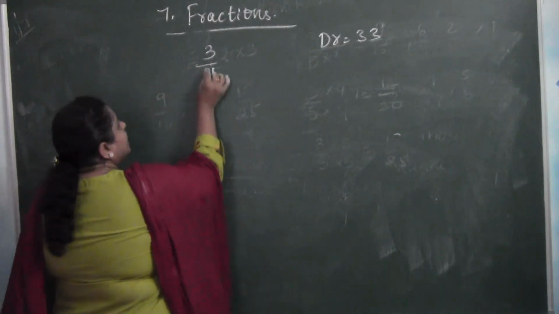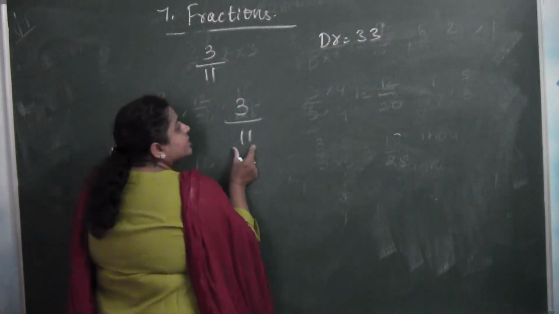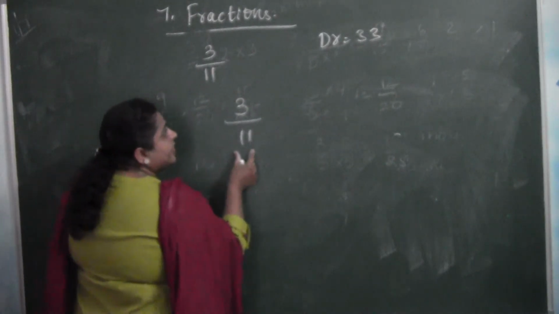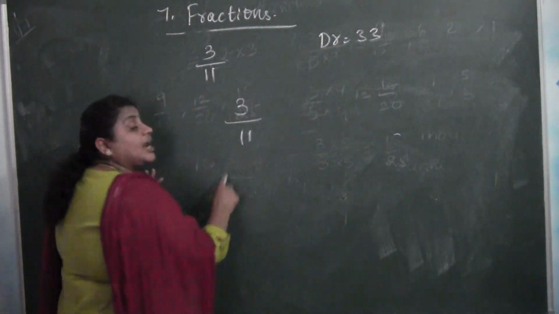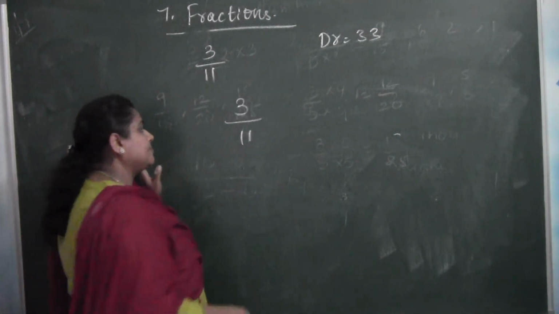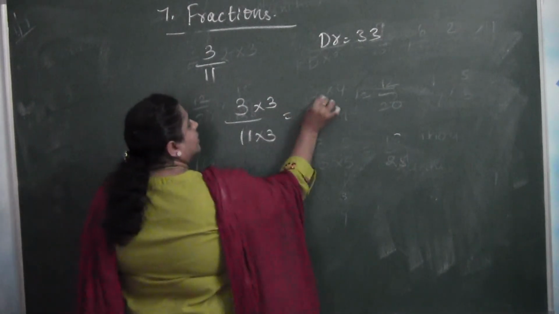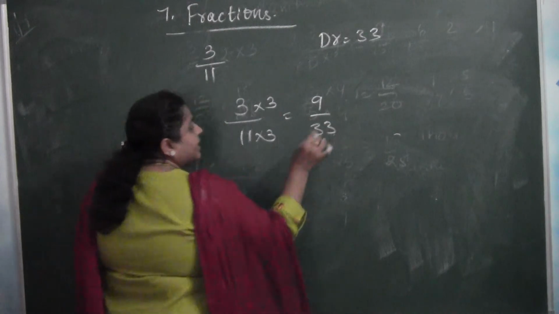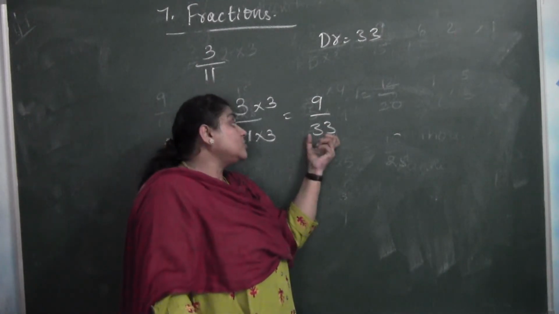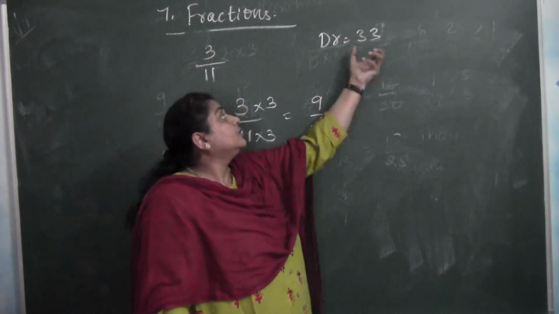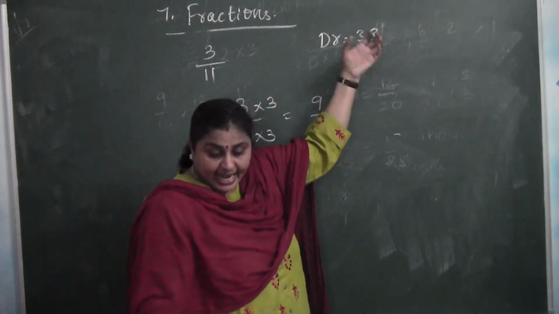Now take 3 by 11, children. Just compare this denominator and this denominator. 11, 33. 33 and 11, how many times? 3 times. So into 3, into 3, 9 by 33. Is it not I got the equivalent fraction whose denominator is 33? I have fulfilled the condition. Yes. Let us take another example.